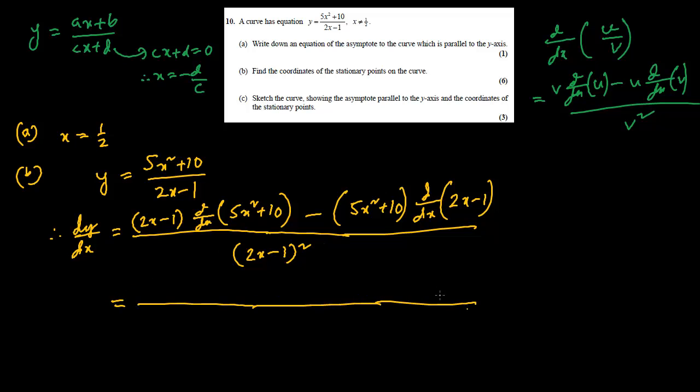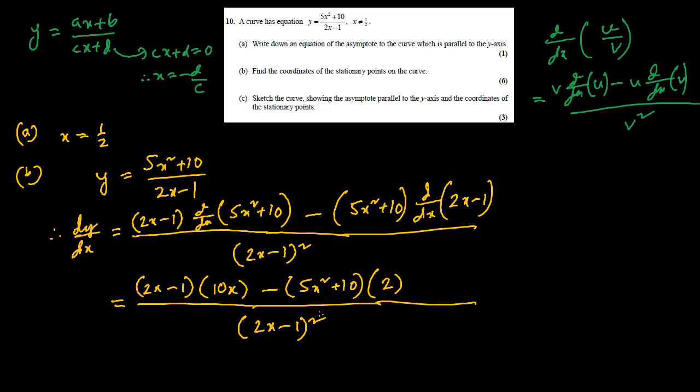So this turns out to be 2x minus 1, d by dx of 5x squared is 10x, and d by dx of the constant 10 is 0, minus 5x squared plus 10, d by dx of 2x is 2, and the derivative of 1 is 0. And this is twice x minus 1 whole squared.